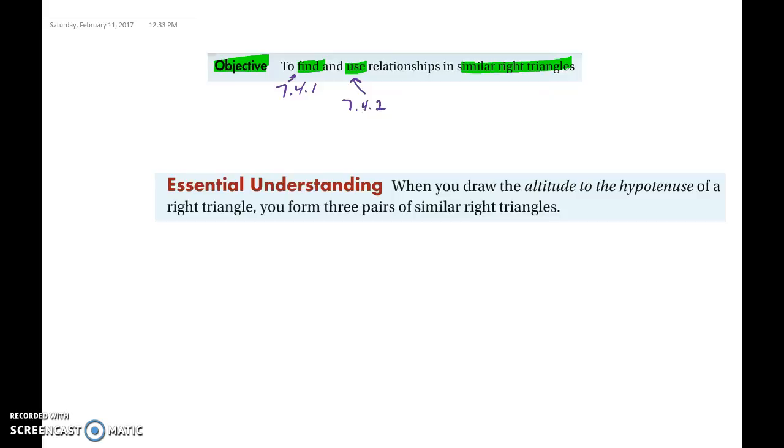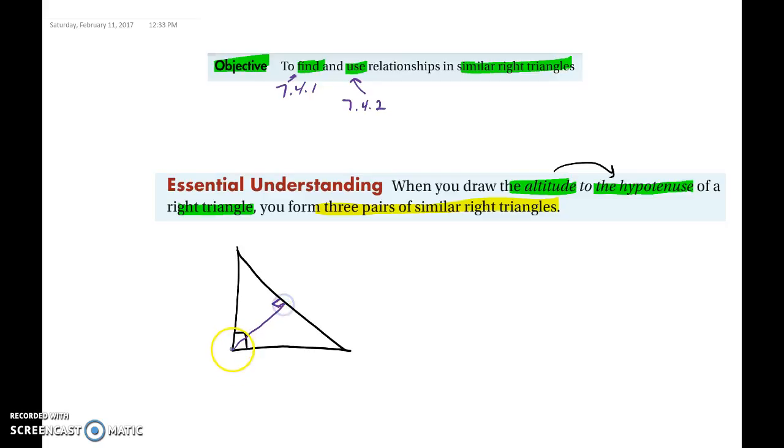For this video, we're going to concentrate on when you draw an altitude to the hypotenuse of a right triangle. When you do that, you form three pairs of similar right triangles. So if I have this right triangle here, what we're focusing on is when we draw an altitude to the hypotenuse. Here would be my altitude. It's going from a vertex and it's perpendicular to the other side. So when we do this, we create three pairs of similar right triangles.